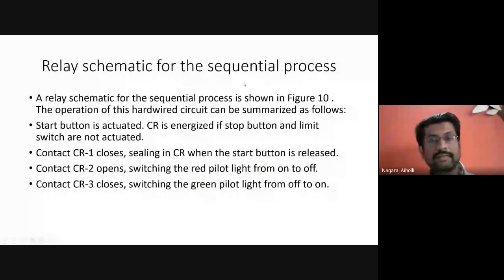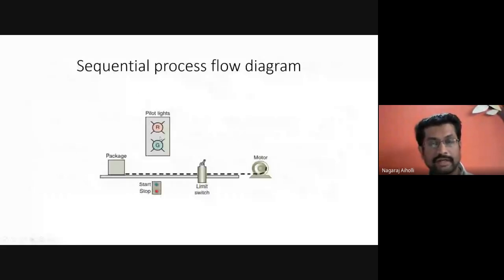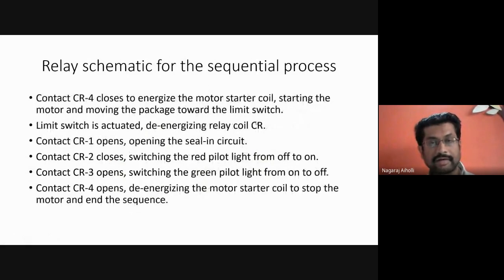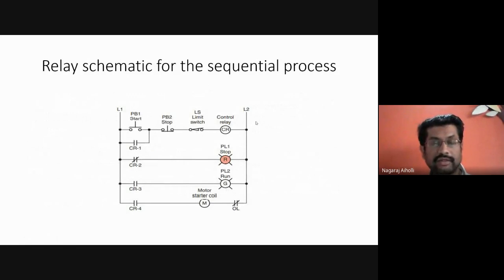Next is the relay schematic for the sequential process. Just now we saw the sequential process flow diagram. For this we have to draw the relay diagram now, the relay diagram for this sequential process. Let us look into that. A relay schematic for the sequential process is shown in the next figure. Operation of this circuit is as follows. This is how it looks.